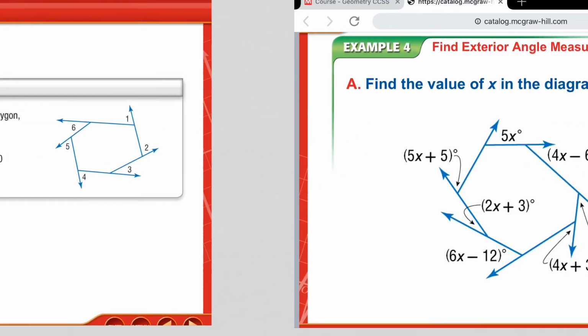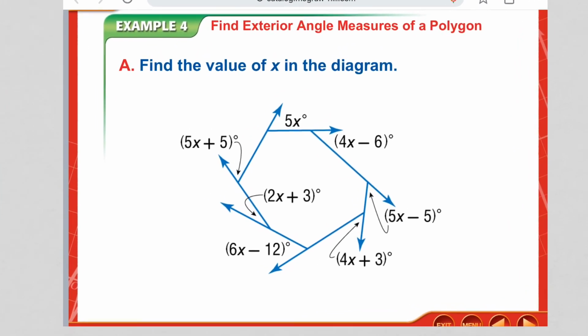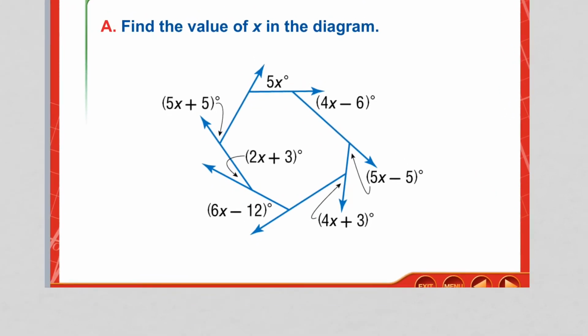So we're going to start with an example over here. Find the value of x in the diagram. Because these are all on the outside, I know they're always going to add up to be 360. So I don't have to use a different equation to figure out a different answer. It's always 360. So again, I'm going to add all these up.